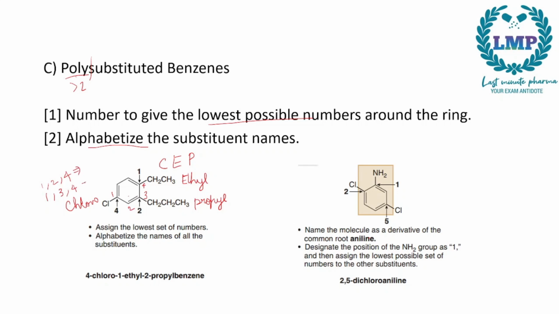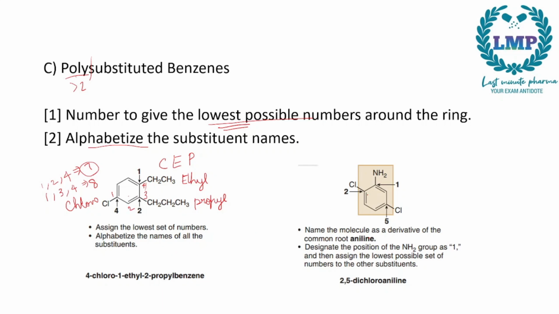Now we need to check the sum of the substituent numbers. So this is 1 plus 2, 3, 3 plus 4, 7. And 1 plus 3, 4, 4 plus 4, 8. So we need to give the lowest possible number. So this is 7. So we need to go with the black one. So we will name this as, first will be the chloro group. So 4-chloro, 1-ethyl, 3-propyl, and this is the benzene.